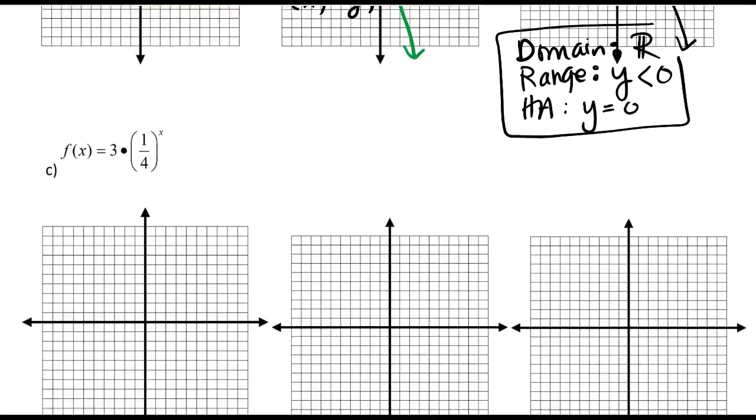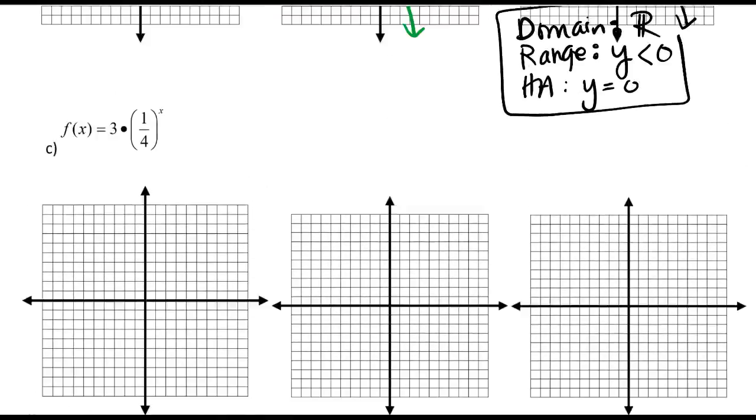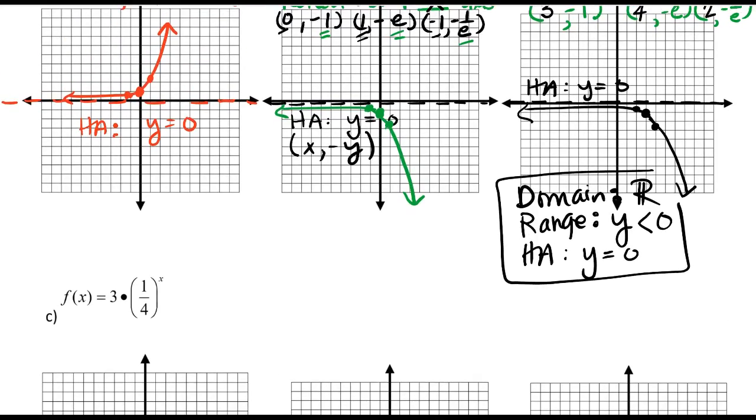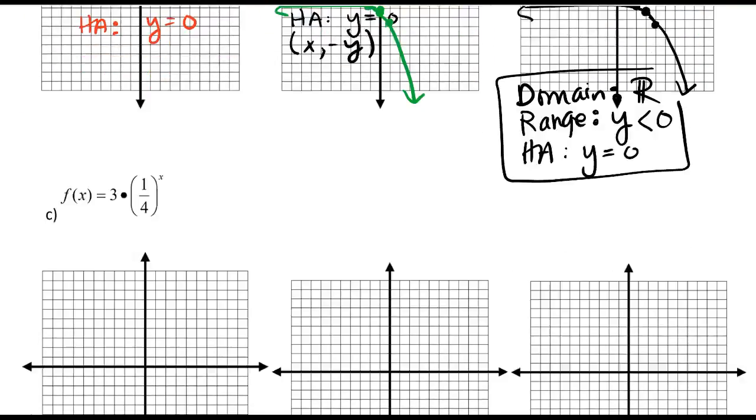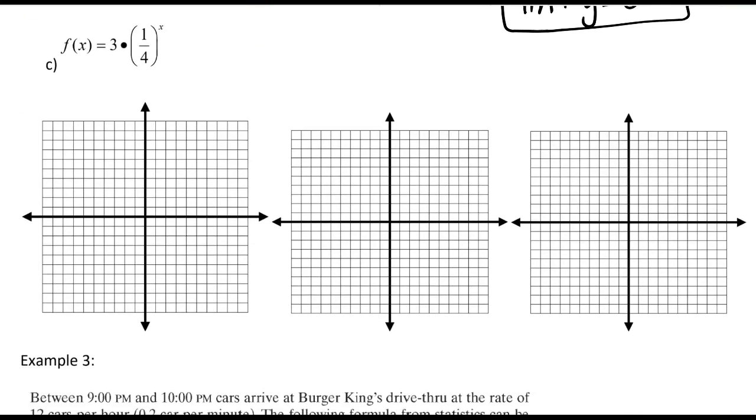All right. We do have, I think in your notes, and let me go check. So in your notes, I do see that there's example C. So let's go and start this, okay? And again, we are going to start with 3 common points. So make sure we know: it's going to be 0, 1; 1, your base A; and negative 1, 1 over your base. These are the 3 points you're going to need to know.